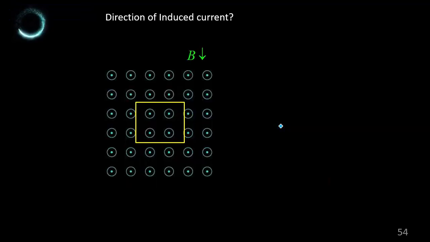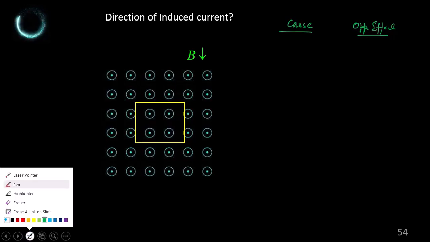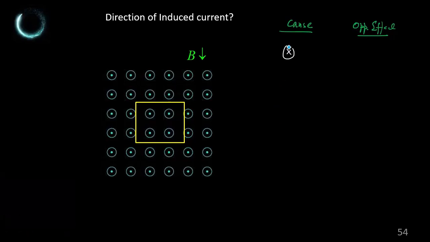So finally, there are four possibilities. Right now I am identifying what the possible causes are and the corresponding opposing effects. The causes may be: the cross magnetic field may increase, or the cross magnetic field may decrease, or the dot magnetic field may increase, or the dot magnetic field may decrease. So these are the four possibilities.